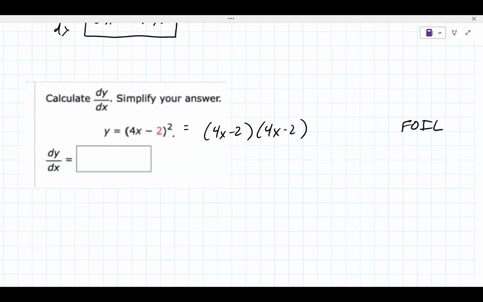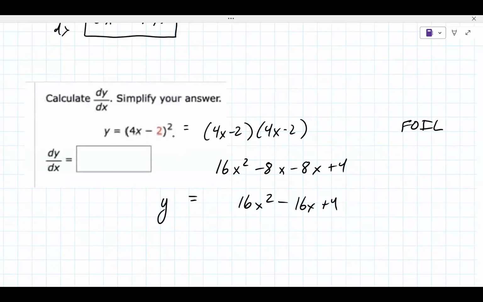So when you FOIL, you get 16x squared minus 16x plus 4. Again, you have not taken a derivative. This is a non-derivative step. Okay. Now you're going to take a derivative. You're going to bring the 2 down. 2 times 16 is 32. The exponent, you subtract 1.